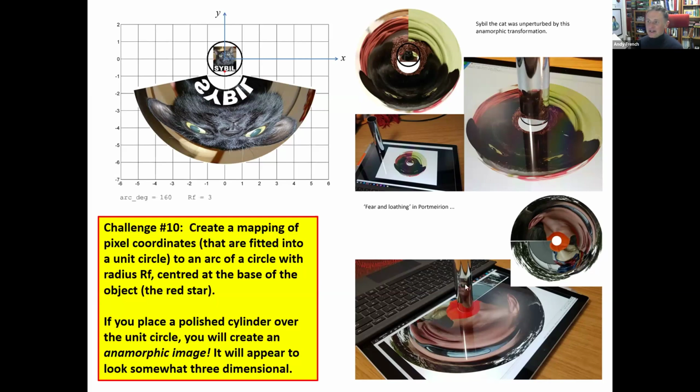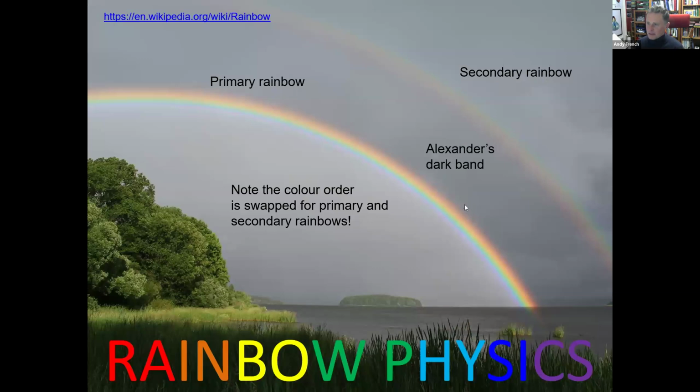And it's not bad, actually. You can kind of walk around it, and it seems like it's floating in space. So that's quite a cool thing to do. It's called an anamorphic image. And then the last part of the challenge, the most physicsy bit, I suppose, is an investigation of rainbows.